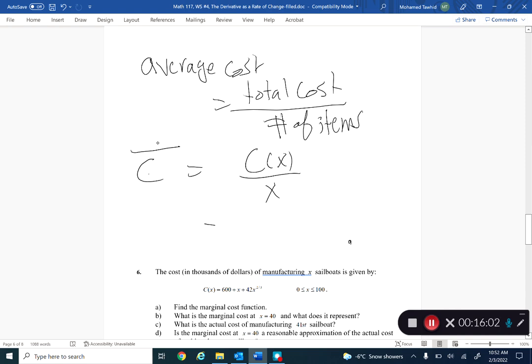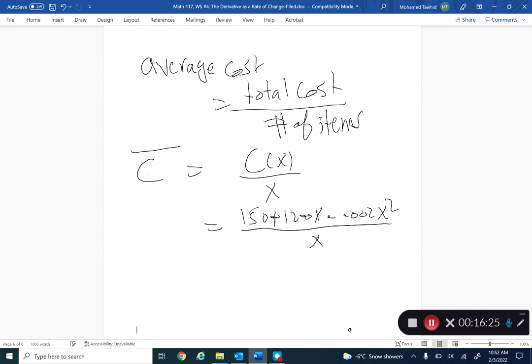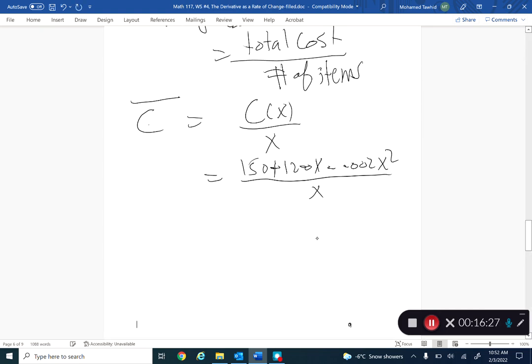So what is the total cost here? Just copy the total cost from what we have: 150 plus 1200 X minus 0.002 X squared, the whole thing divided by X. Is this going to give you the average cost? Yes. So now, if I simplify this, what do you get, guys?